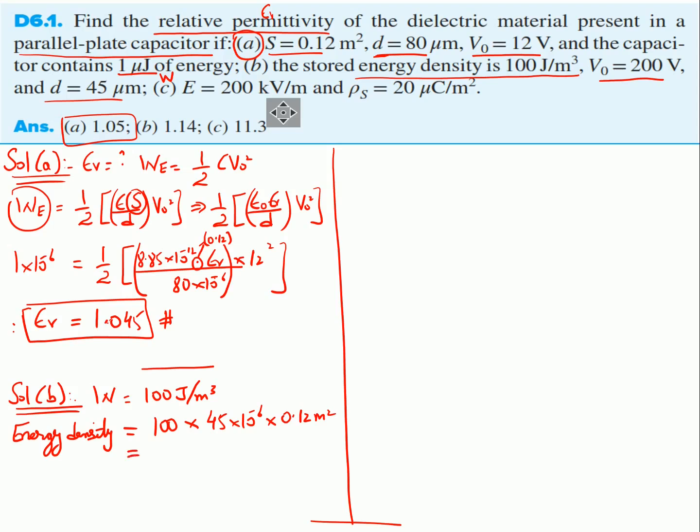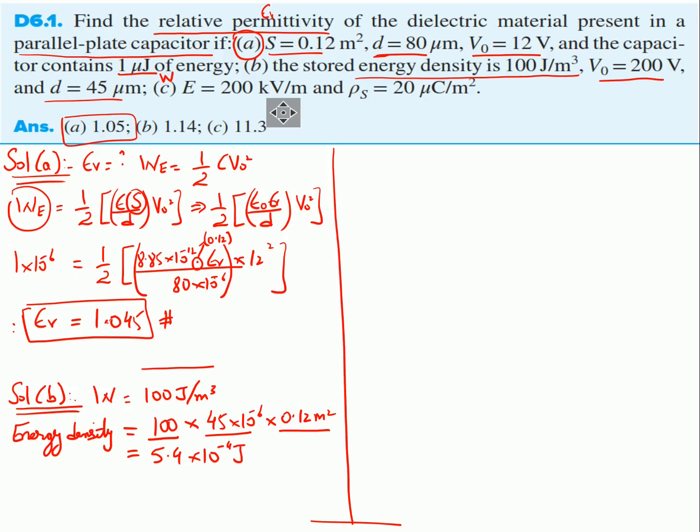So the total energy density, this is the equation of energy density which involves the energy in a separation of the elements and the area that is covering. So it comes out to be 5.4 into 10 raised to power minus 4 joules. So this is the complete energy density that we have.